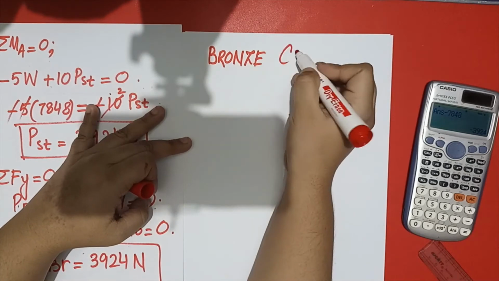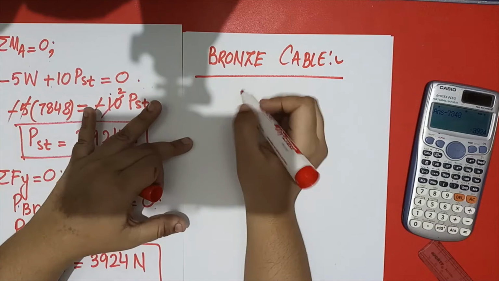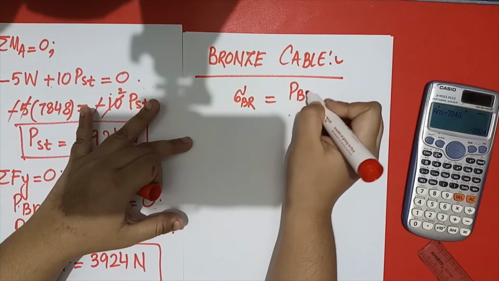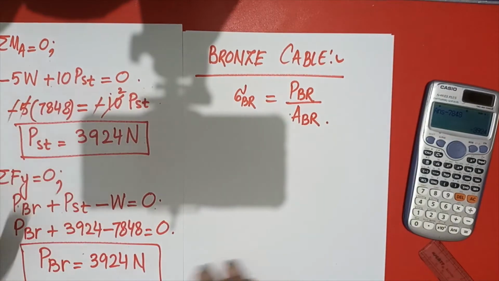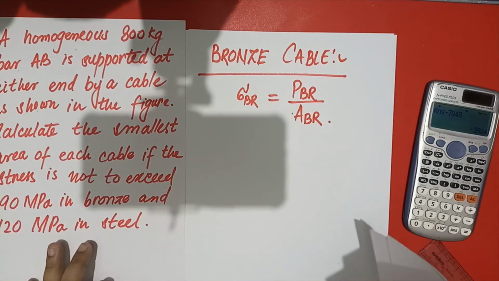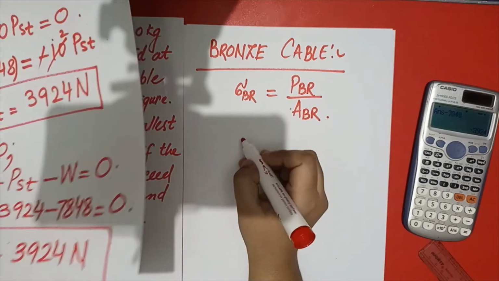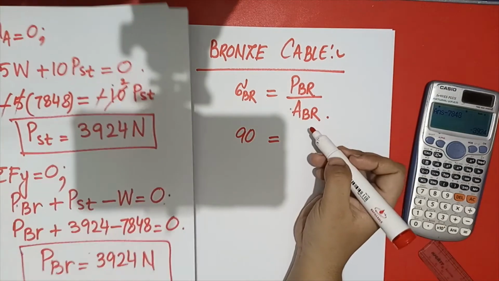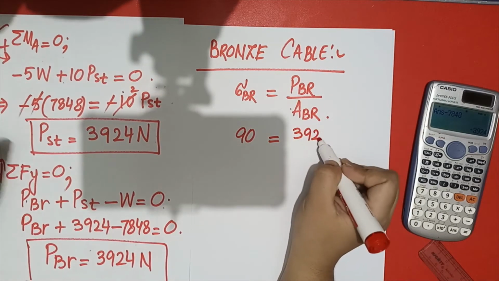We are going to find out. So what are we going to find out? Stress in bronze is equal to PBR upon area of BR. We know the value of stress. So what is the limit? It should not exceed 90 MPa. So we will put the value of stress, that is 90 MPa for bronze. So 90, and PBR value is in Newton, that is 3924.